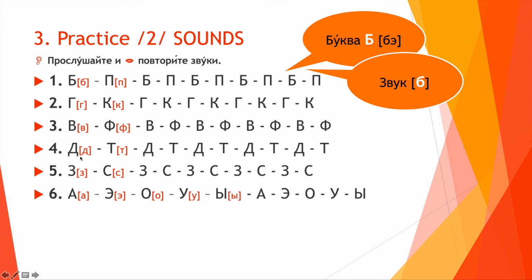Fourth line, D, T, D, T, D, T. Fifth line, Z, S, Z, S, Z, S. Okay, the contrast between voiced and voiceless consonants. And the sixth line, here we have 5 vowels, which in Russian language normally are pronounced by using just one sound.